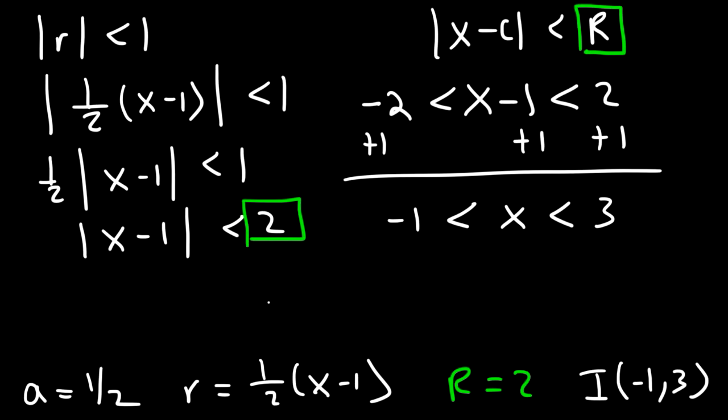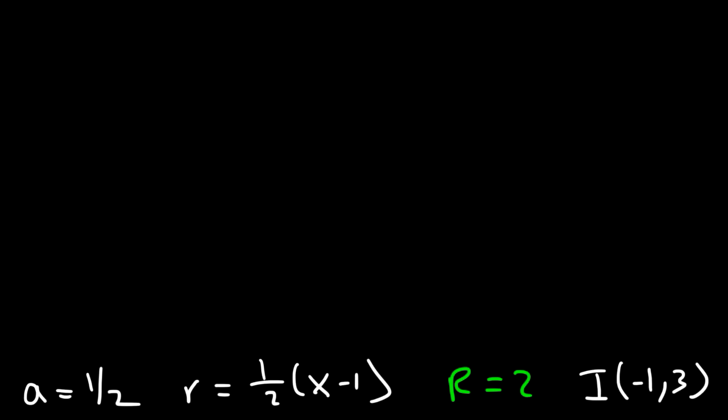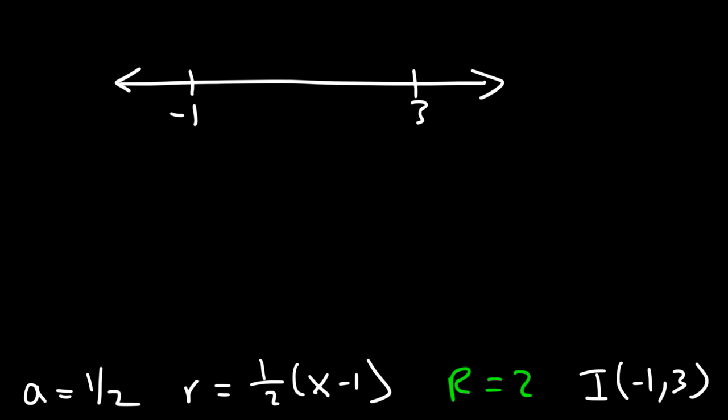Now let's plot it on a number line. So it's from negative 1 to 3, and our c value is the midpoint of those two values. So c is 1. So this is where x is equal to c. And so the geometric power series will converge anywhere where x is between negative 1 and 3.